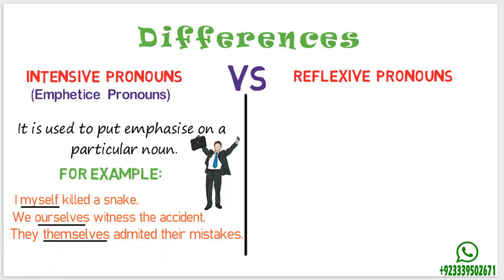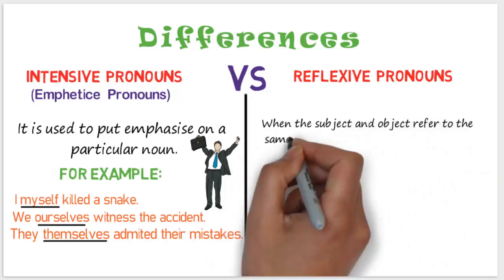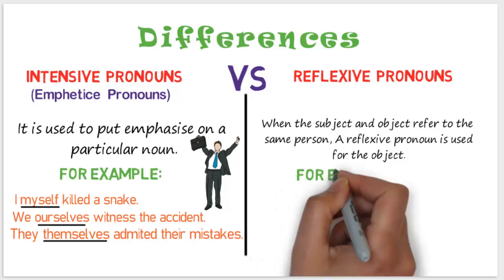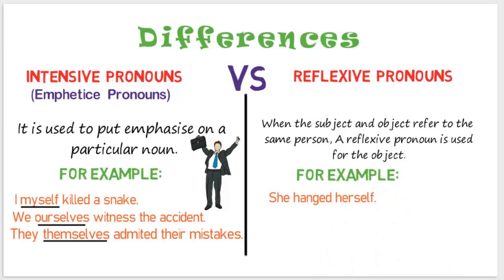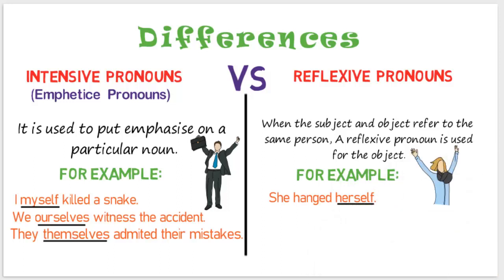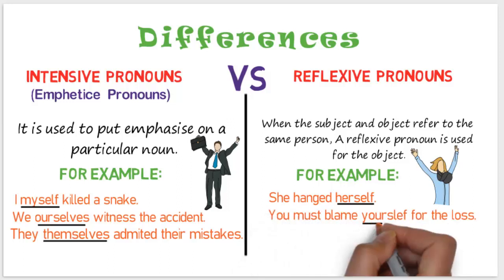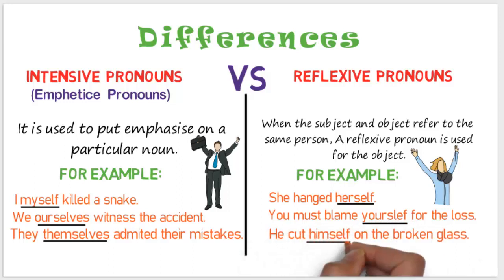Now come to reflexive pronouns. When the subject and object refer to the same person, it is a reflexive pronoun. A reflexive pronoun is used for the object. For example, she hanged herself. Here, herself refers back to the pronoun she. You must blame yourself for the loss, where yourself refers back to the pronoun you. He cut himself on the broken glass. Here, himself refers back to the pronoun he, which is the subject.